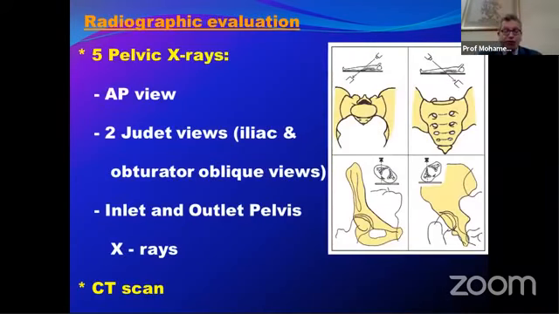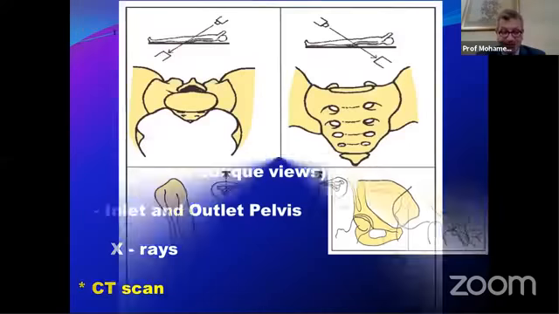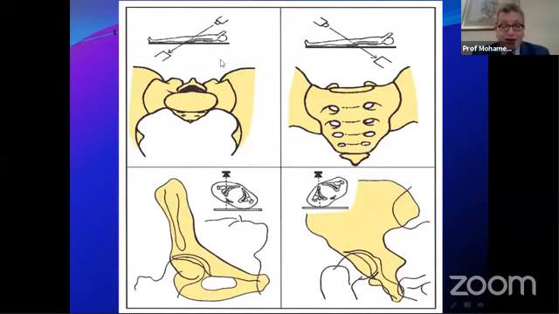Now to the important part, the radiological evaluation. How to evaluate a fracture acetabulum. I have 5 pelvic X-rays: the anteroposterior view, the 2 Judet views, the obturator and iliac oblique views, and 2 inlet and outlet pelvis X-rays, and of course I have the CT. This is the inlet view, this is the outlet view, and the obturator and iliac oblique view.